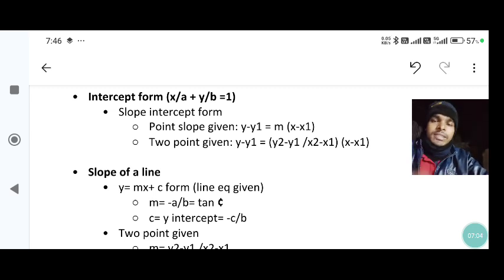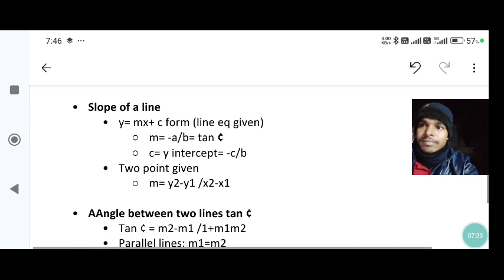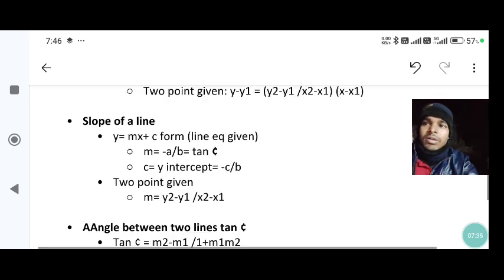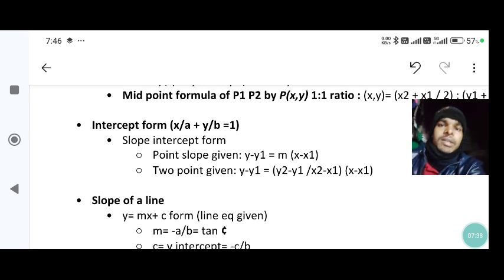And if 2 points are given, it is y minus y1 is equal to, for m we write the complete formula, and it is x minus x1. For m the formula is y2 minus y1 divided by x2 minus x1. That is the difference of the ordinate y2 minus y1 by the difference of the abscissa x2 minus x1, means p by b. It comes to tan theta.